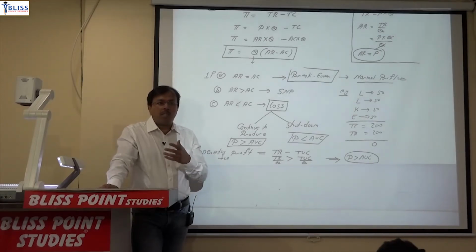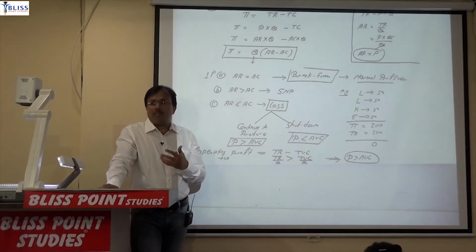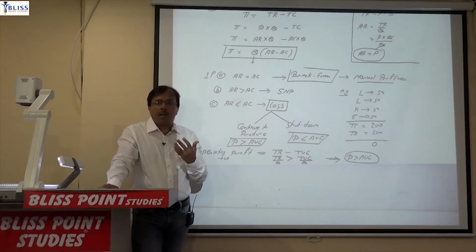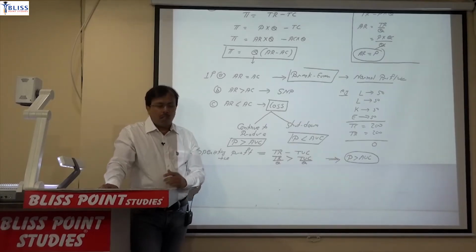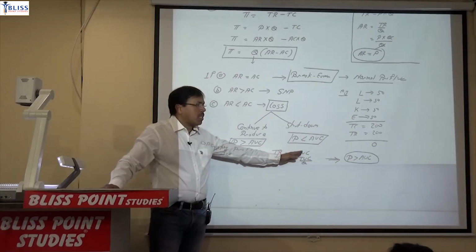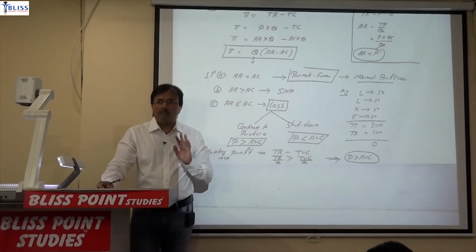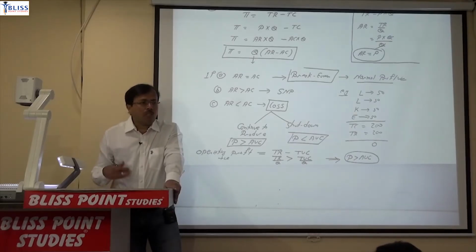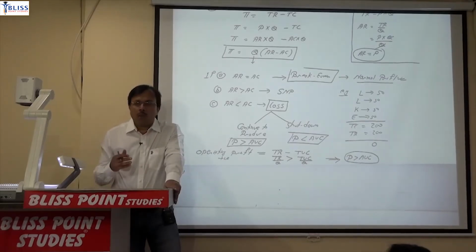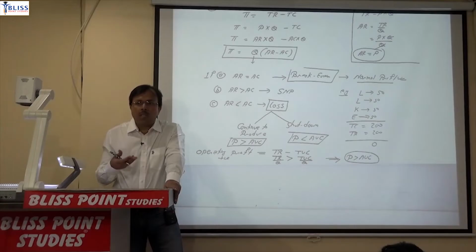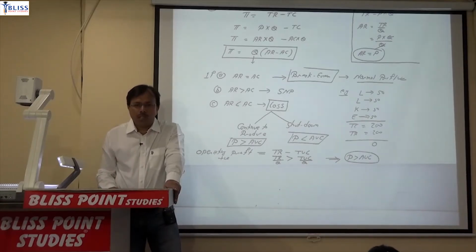So if a firm is able to cover its variable cost, it means firm is also able to cover some part of fixed cost. रेवेन्यू अगर वेरिएबल कॉस्ट से ज्यादा है, इसका मतलब क्या है? वेरिएबल कॉस्ट तो हमने कवर कर लिया है. वेरिएबल कवर करने के बाद जो रह गया उससे फिक्स कॉस्ट भी कवर हो रहा है. तो इफ यू आर एबल टू कवर पार्टली फिक्स कॉस्ट, इट इज बेटर टू कंटिन्यू इन द बिजनेस.